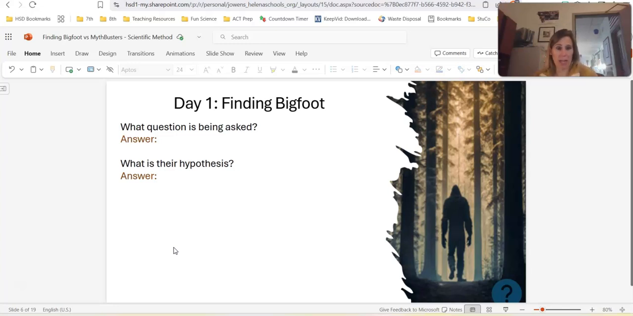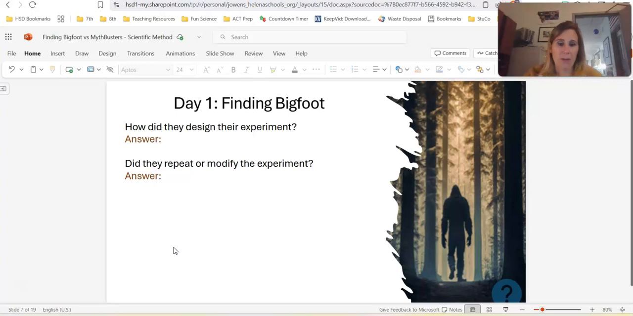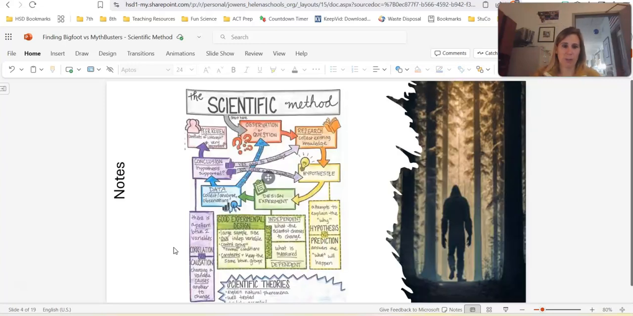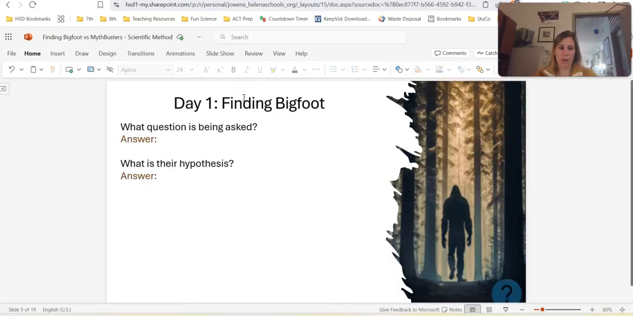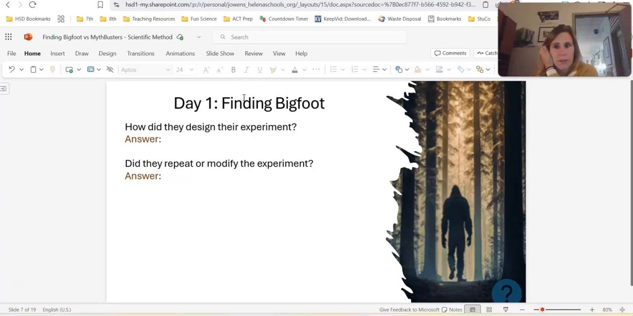What is the question being asked? What is their hypothesis? So what's the prediction they're going to make? How are they going to test it? How did they design their experiment? So what did they plan to do, or what did they do? And then did they repeat or modify the experiment? So we go back up to our notes and look at this little loop where we keep coming around and repeating our experiment to see if we get the same results. Did they do that, or did they just run their experiment once and say, yep, Bible, this is the end of this, this is our final data?